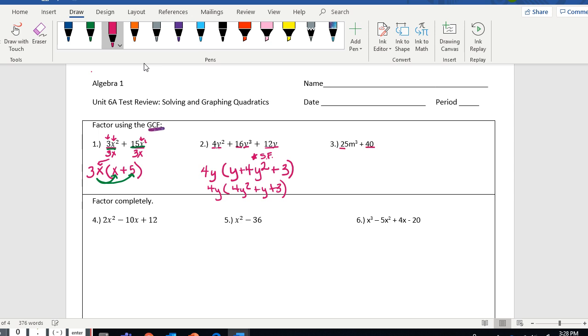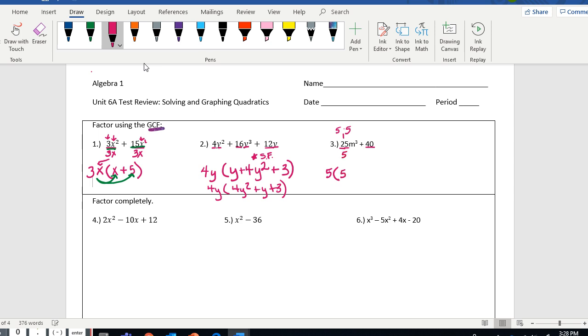In this one, 25 is my smallest number, but it will not go into 40. So you're going to take 25 and you're going to break it down to 5 times 5. 5 will go into 25. Will 5 go into 40? And the answer is yes. So 5, and there's an m cubed and no m. So m will not be part of each of them.